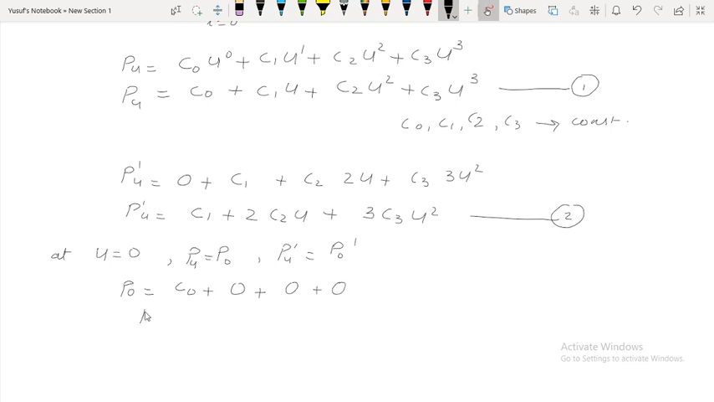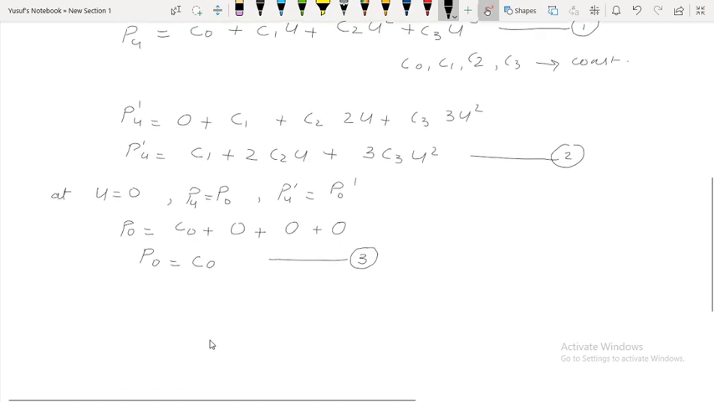So p0 is equal to c0. Suppose it is equation number 3. In equation 3, I have calculated the first coefficient c0. The value of the first coefficient c0 is p0. And the same boundary condition I have to put in the second equation.